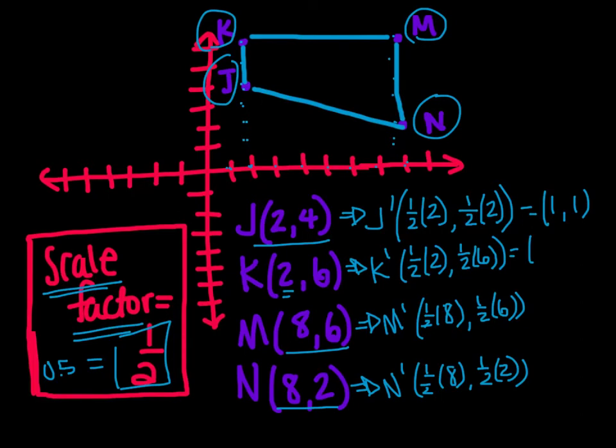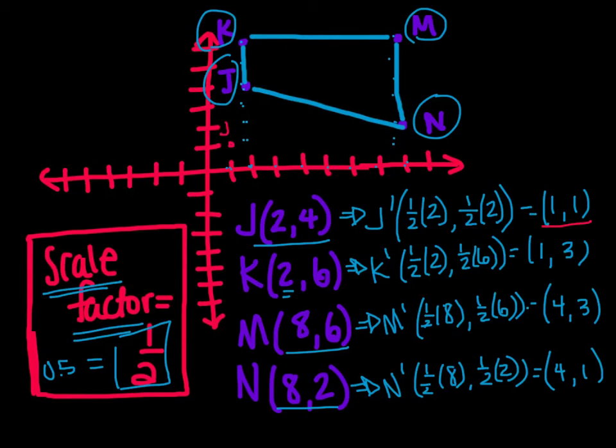K prime will have the coordinates 1, 3. M prime will have the coordinates 4, 3. And n prime will have the coordinates 4, 1. So now we can graph this, and I'm going to graph it in a little bit of red so I can see it. So j prime, we're going to go to point 1, 1. So over 1, up 1.